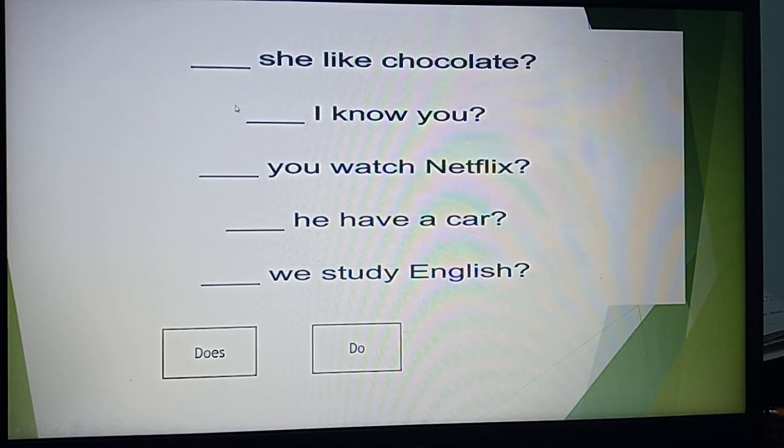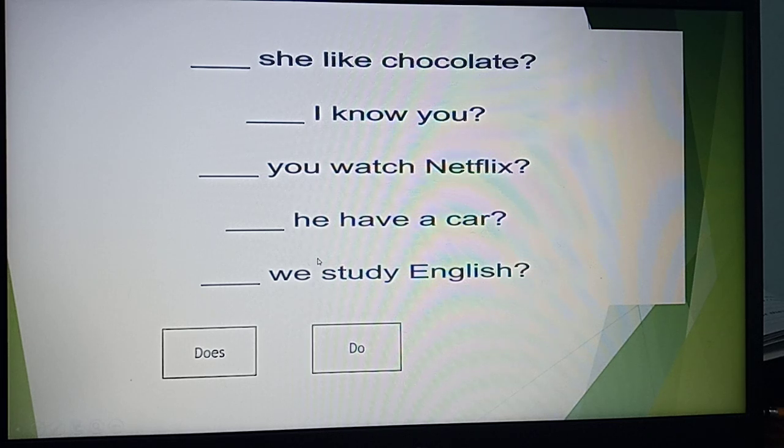Okay, let's take some examples over here. First, blank she like chocolate. The pronoun is she, therefore we're going to use does. So the question is, does she like chocolate? And another one, blank I know you. The pronoun is I, therefore you're going to use do. Blank you watch Netflix. The pronoun is you, therefore we're going to use do. Do you watch Netflix?